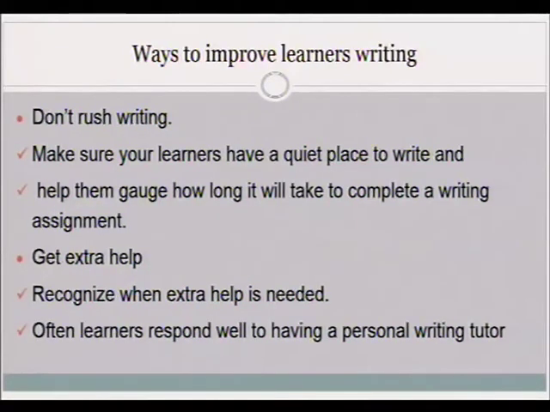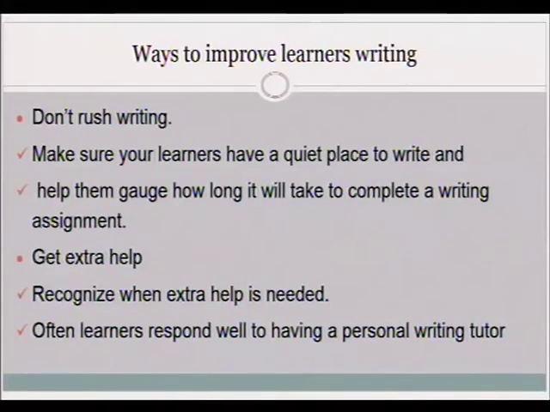The next point is don't rush writing. Don't force them to just write and finish. Make sure your learners have a quiet place to write and help them gauge how long it would take to complete a writing assignment. Instead of rushing them, give them ample time because they need to learn a skill. And once they've learned it, then you can work on the speed.